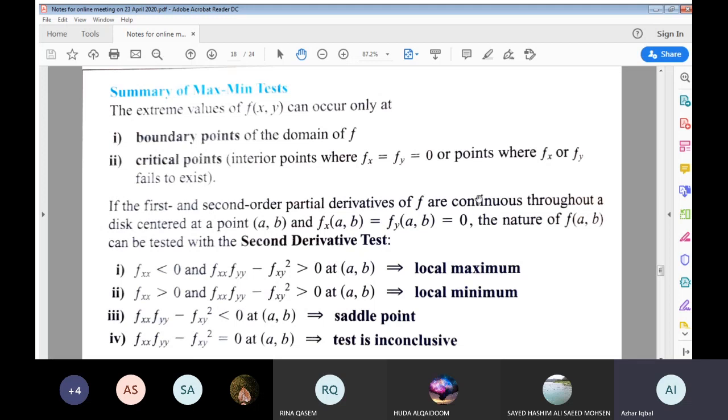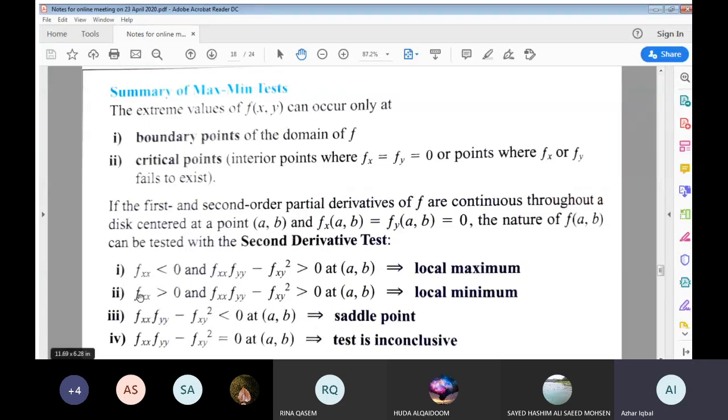So if these partial derivatives are continuous throughout the disk, and both the partial derivatives are vanishing at that point, what is the nature of the function at (a, b), which kind of extremal point is that? The nature can be obtained by applying the second derivative test. And what this says, these are described by these conditions: of course we saw that the second partial with respect to x less than 0, and this discriminant should be greater than 0 at the point, then in that case it's the local maximum.